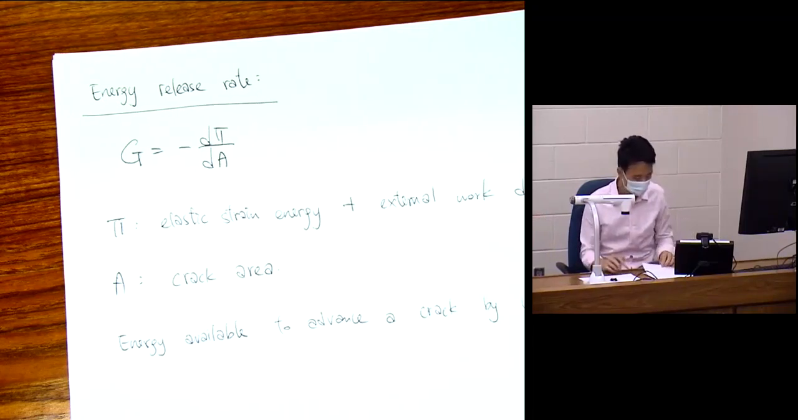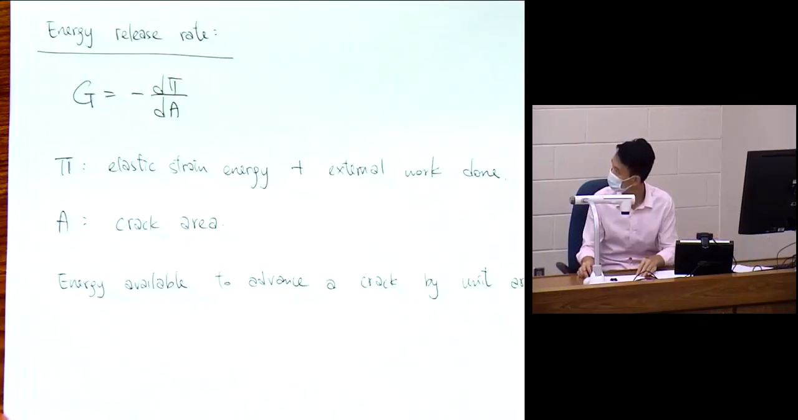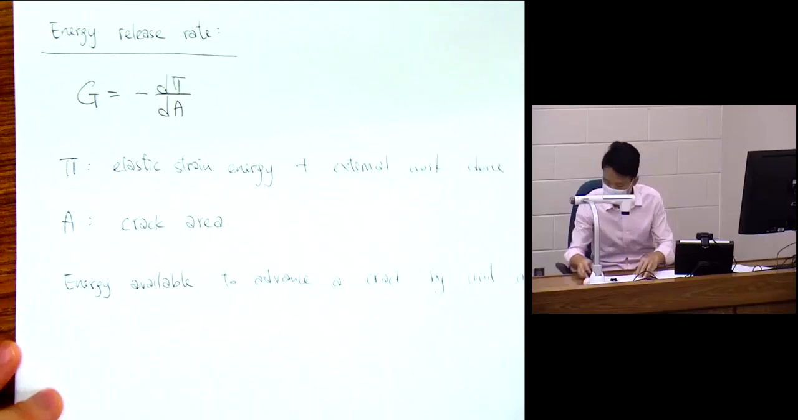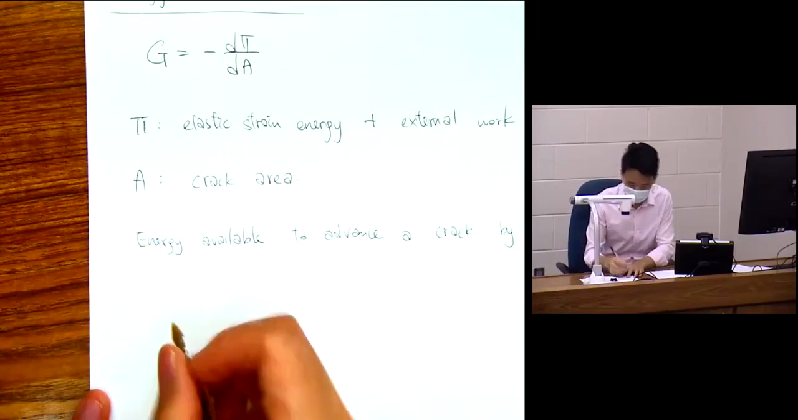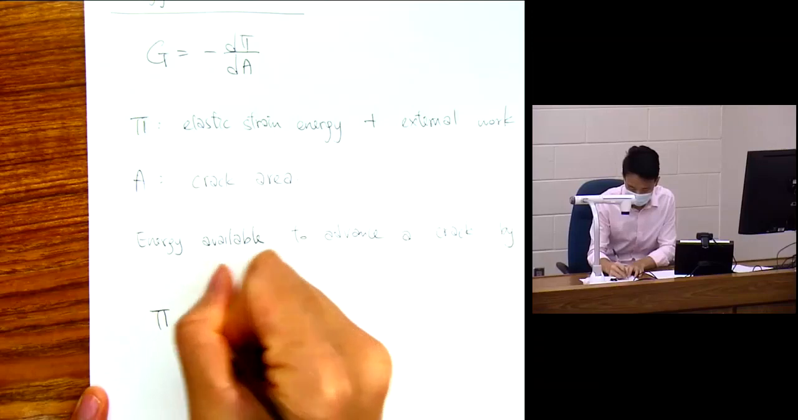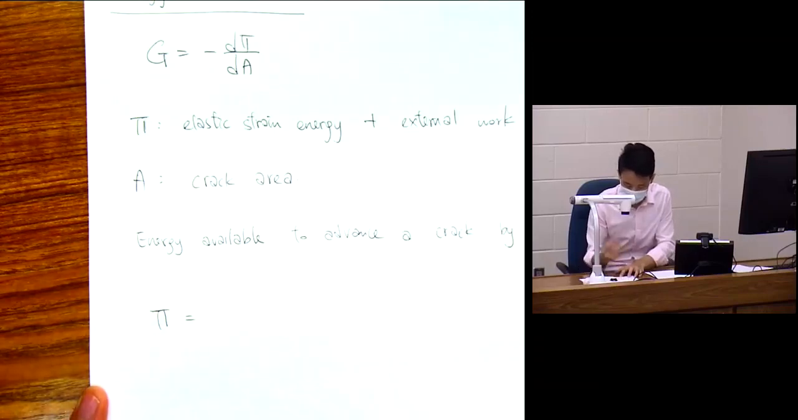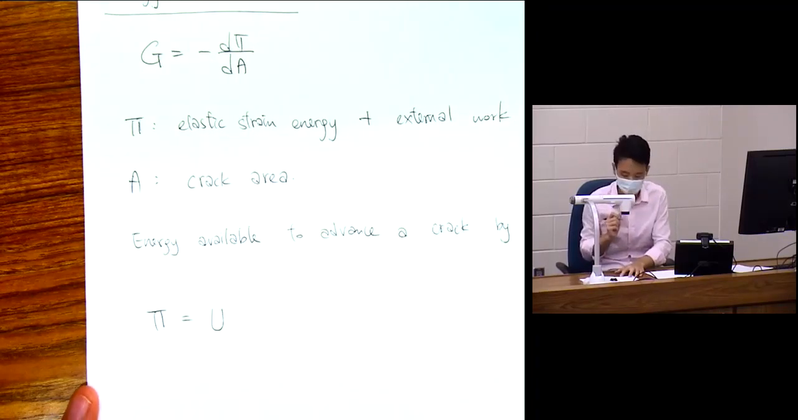So what we need to do is then to define the elastic energy, pi, right? So pi. The sum of the elastic energy and the external work done. Now, internal energy is U. That's the internal strain energy.